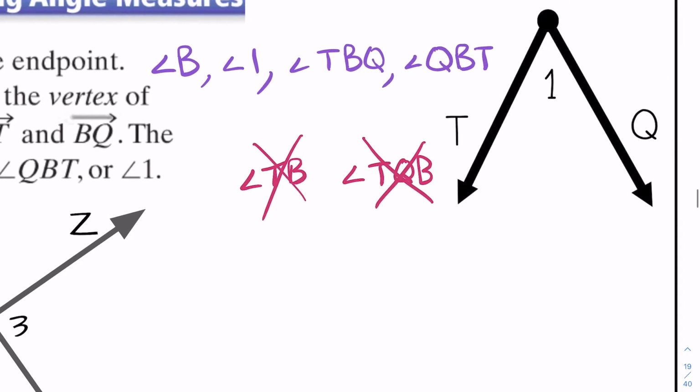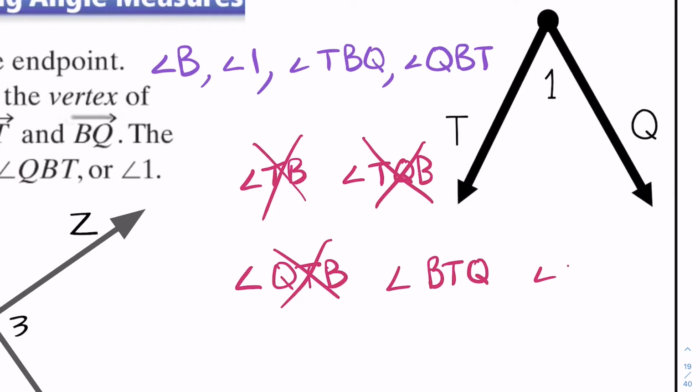So TQB, what's another one we can't do? Feel free to write these down and cross them out. We can't do QTB, can't do that one. Can't do BTQ or angle BQT. Cross those out. Those are not options. In geometry, it's just as important to write the correct items down as it is to write the incorrect ones down and cross them out. So when we're studying or preparing for a quiz, we know what we can and can't do.